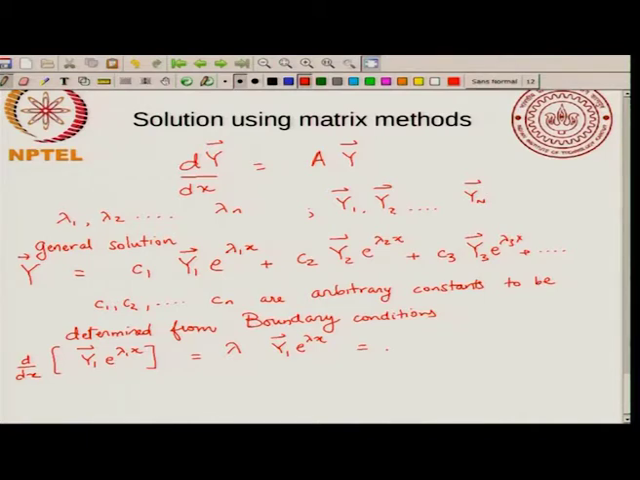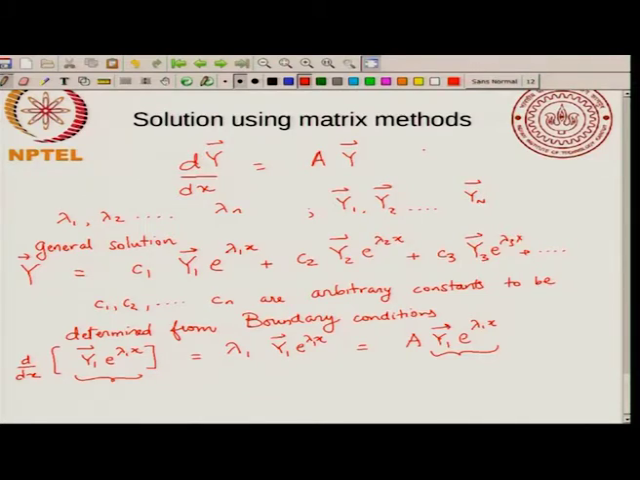So each of these actually satisfies this differential equation, because you know that lambda 1 times y1 is just A times y1. And so what you are doing is you are using the method of eigenvalues and eigenvectors to actually get independent solutions. Therefore, y1 e to the lambda 1 x is a solution of the original differential equation that you had. Similarly, y2 e to the lambda 2 x is also a solution, y3 e to the lambda 3 x is also a solution, and so on.